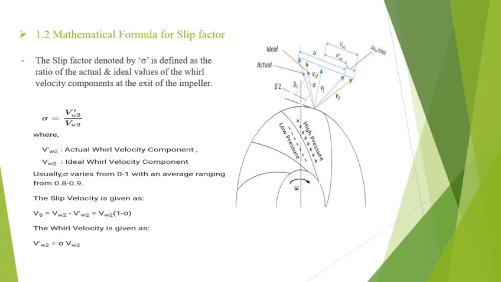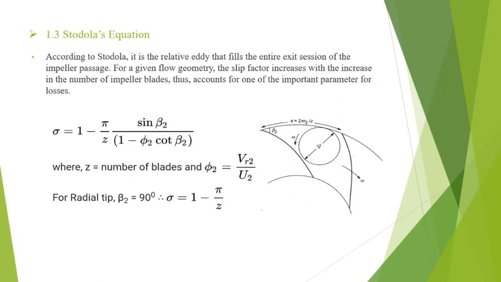The slip velocity is given as Vs is equal to V omega 2 minus V dash omega 2, which is equal to V omega 2 into (1 minus sigma). The whirl velocity is given as V dash omega 2 is equal to sigma into V omega 2. After that we discuss the Stodola equation. According to Stodola, it is a relative eddy that fills the entire exit section of the impeller passage. For a given flow geometry, the slip factor increases with an increase in the number of impeller blades. So it accounts for one of the impeller parameters for the losses.